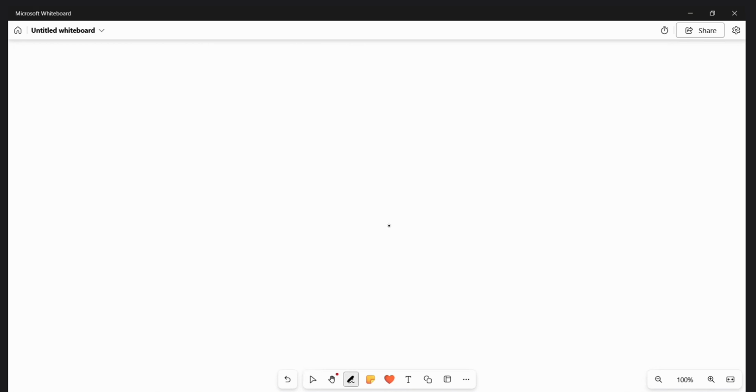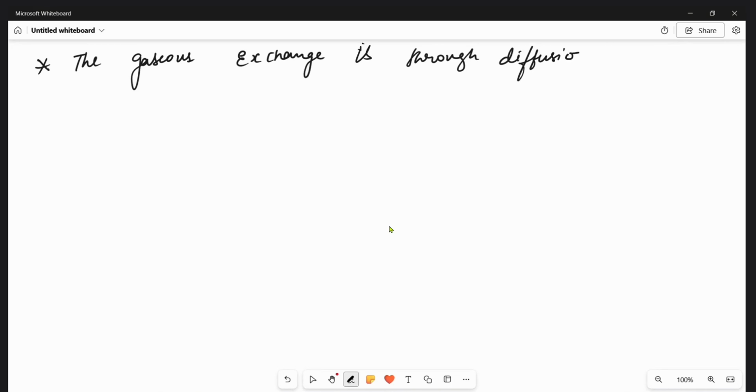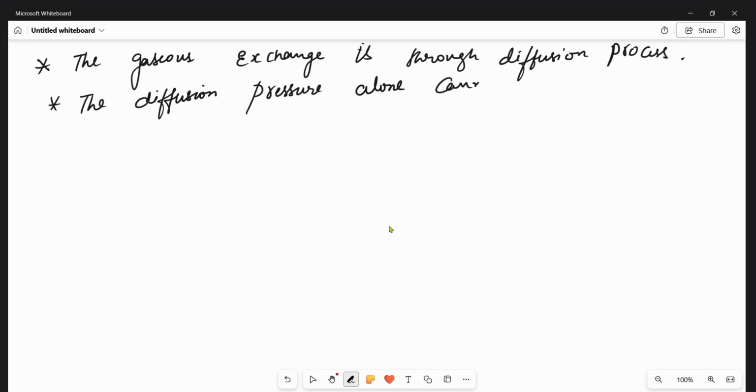First write about diffusion, then the gaseous exchange. The gaseous exchange is through the diffusion process. Next, the diffusion pressure alone cannot take the oxygen to all the parts of the body.